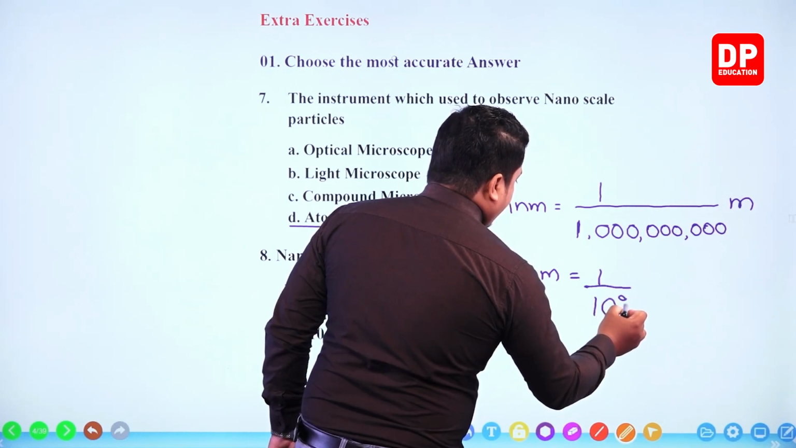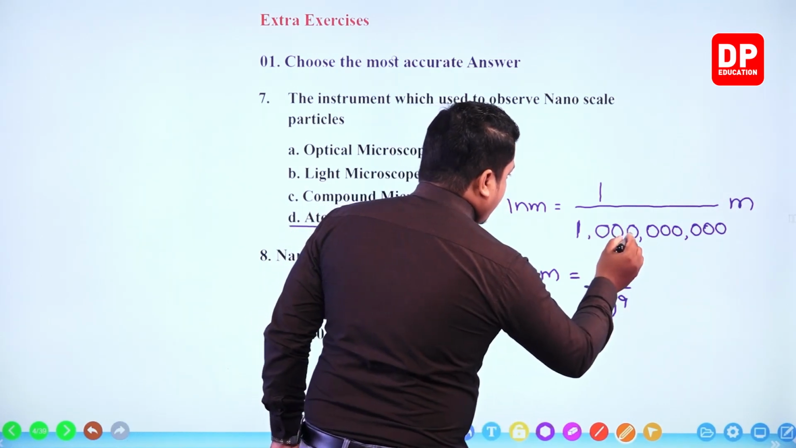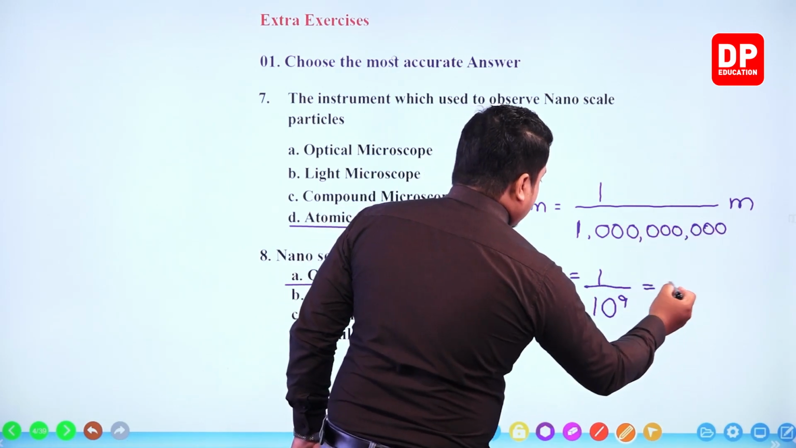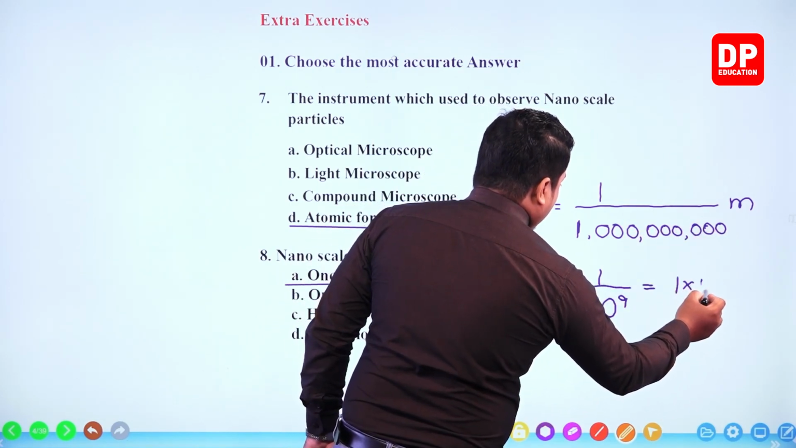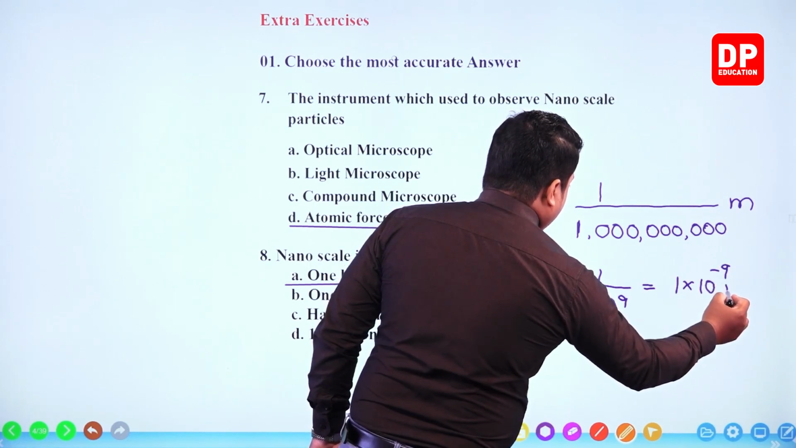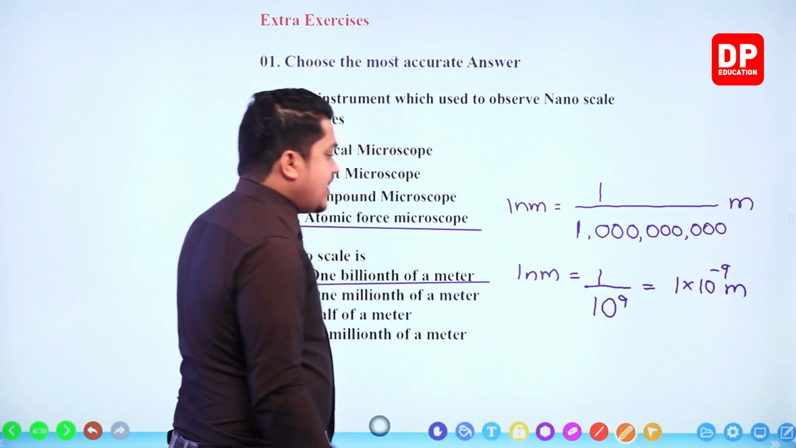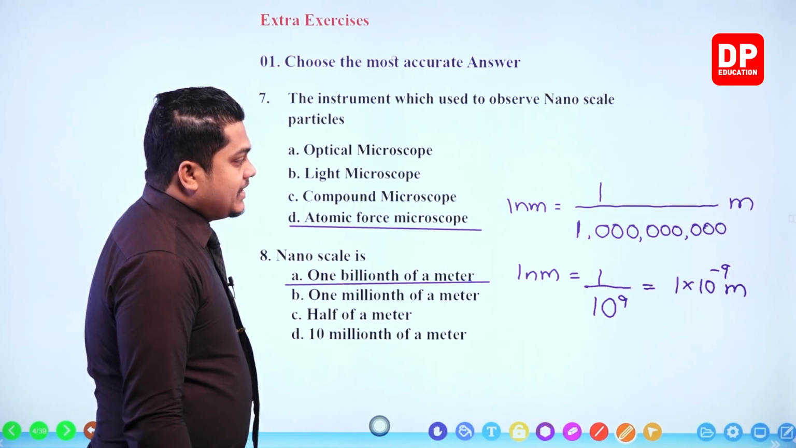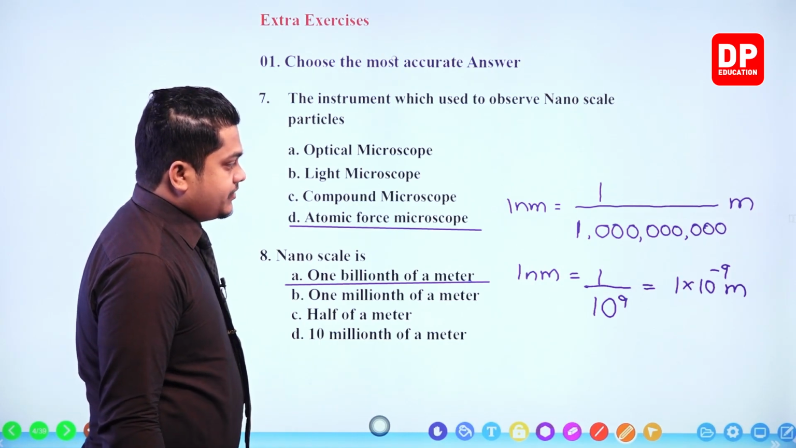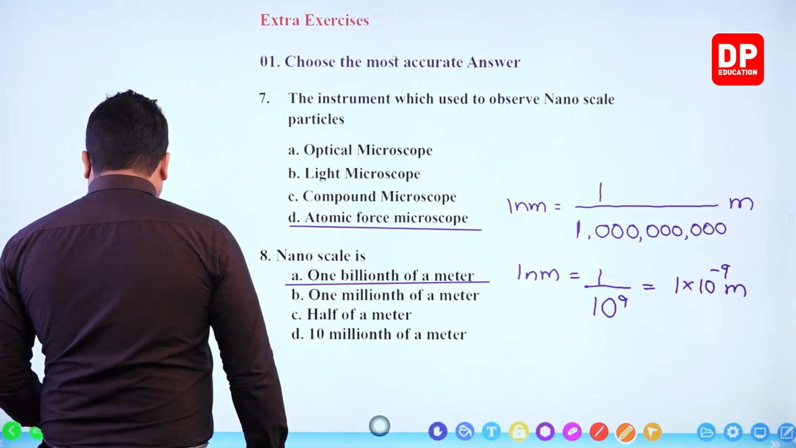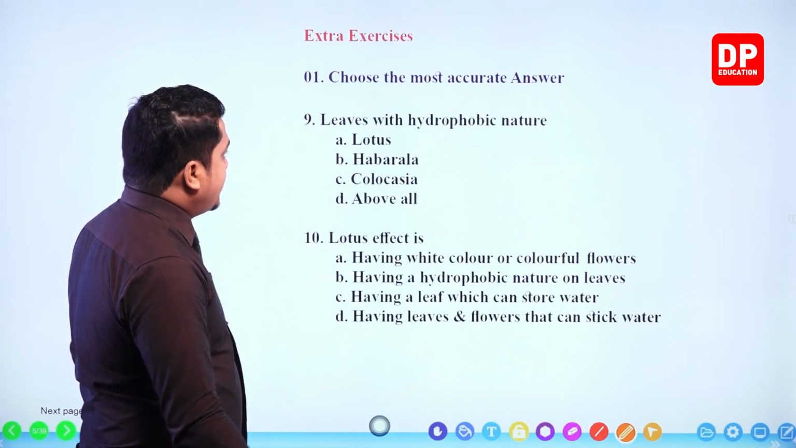Before that, I'm going to convert into a power like this. 1, 2, 3, 4, 5, 6, 7, 8, 9. So this is the one which we represent as 1 into 10 to the power negative 9 meters. So 1 nanometer means 1 billionth of a meter, my dear children. Okay. So the question number 9.